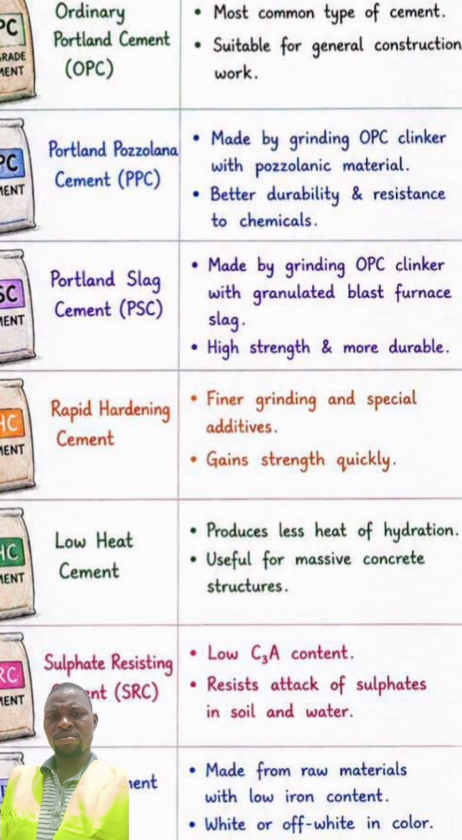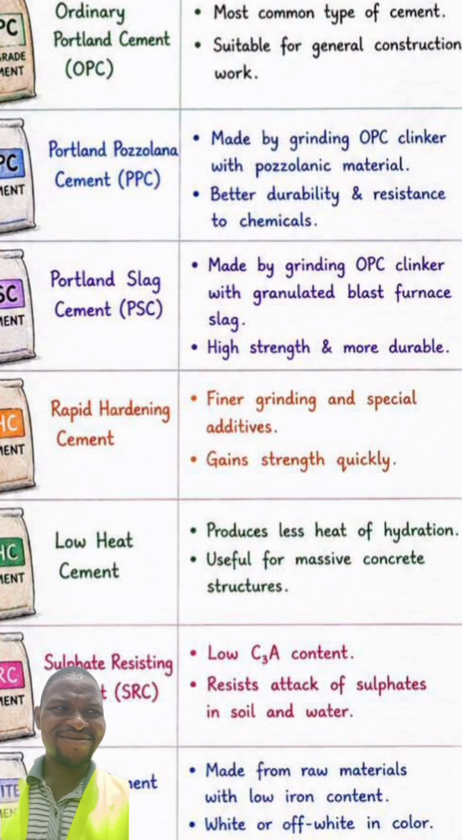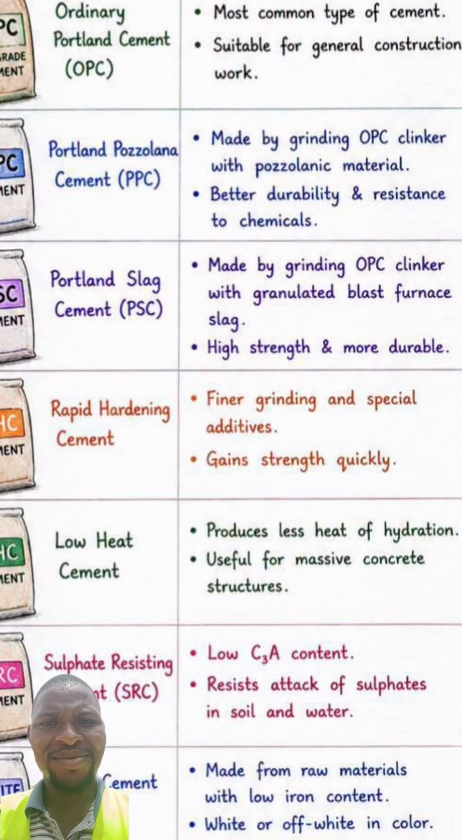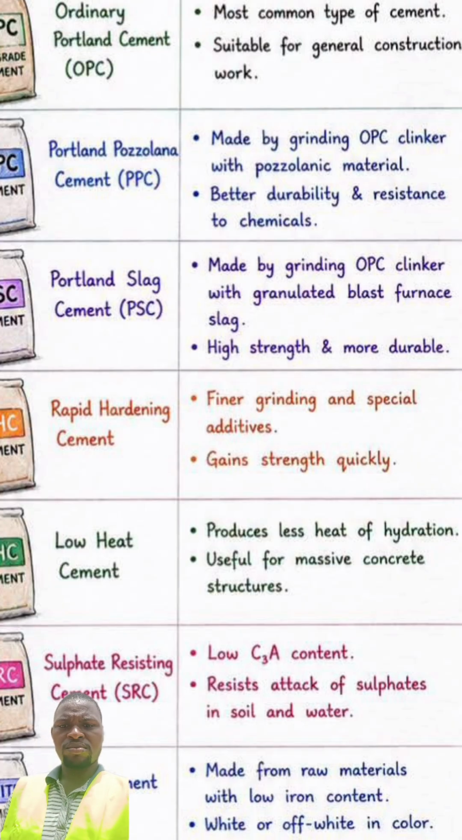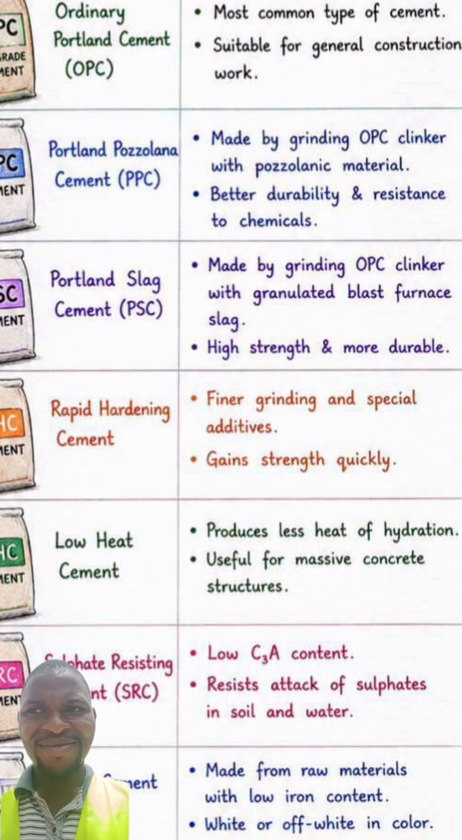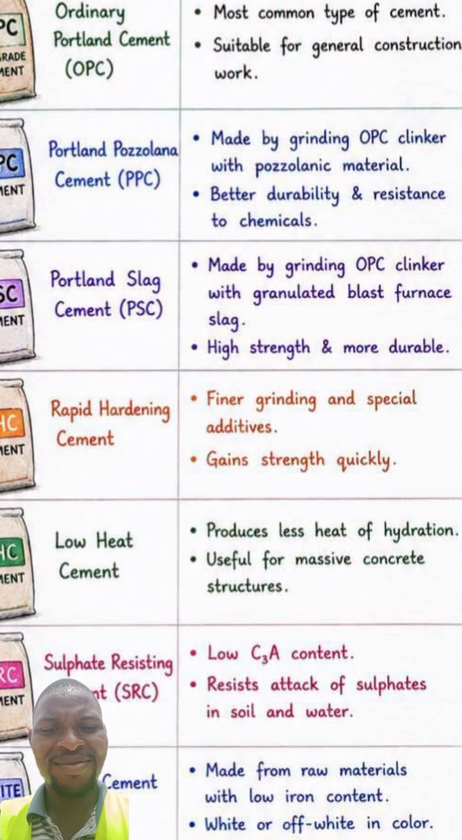Then we have Portland slag cement, which is made by grinding OPC clinker with granulated blast furnace slag. Everything you see here is still OPC. You understand? It's just that you grind the clinker with granulated blast furnace slag. Then it has high strength and is more durable. The Portland slag cement has higher strength than the OPC itself and the PPC, right?